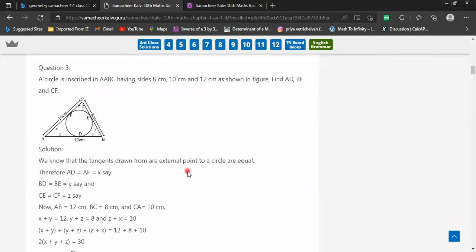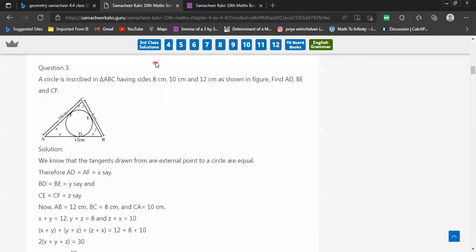So again, same kind of question, but here it's a triangle ABC. It's not a right angle triangle. So there is a circle inscribed inside a triangle. They gave a detail about it. It's ABC triangle. The sides are 8 centimeter, 10 centimeter, and 12 centimeter. We need to find what is AD from here to here, and BE from here to here, and CF from here to here.